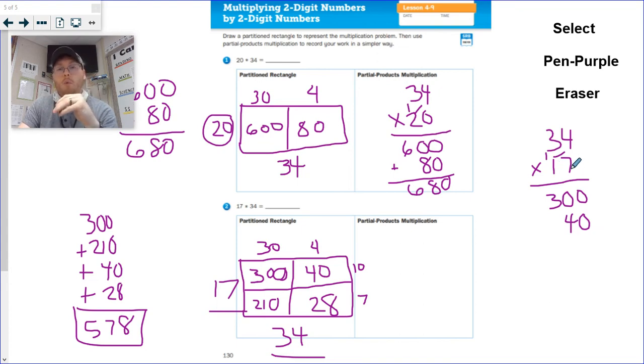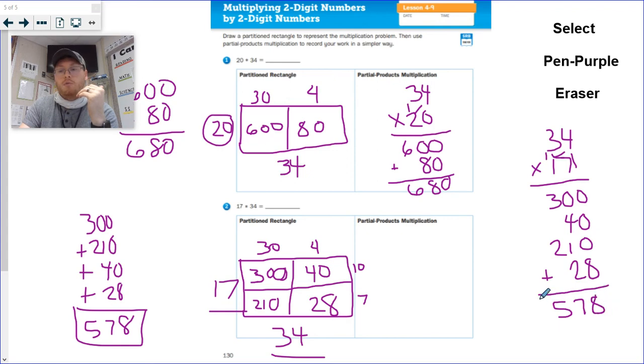So 7 in the ones place is 7. 3 in the tens place is 30. So 7 times 30, that's 210. So I went across, and then 7 times 4 is 28. If I add these together, I should get my 578.